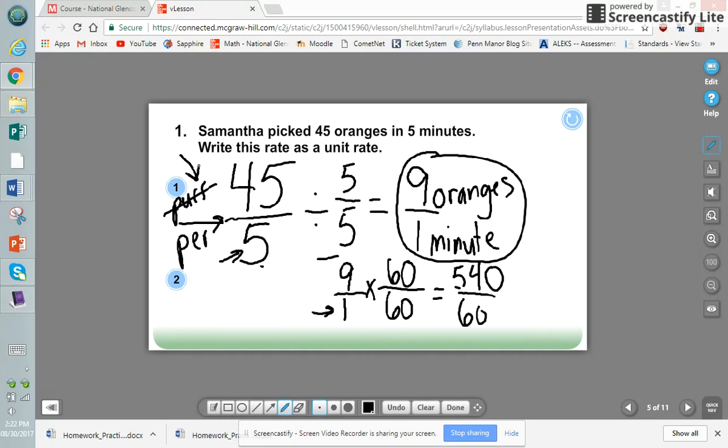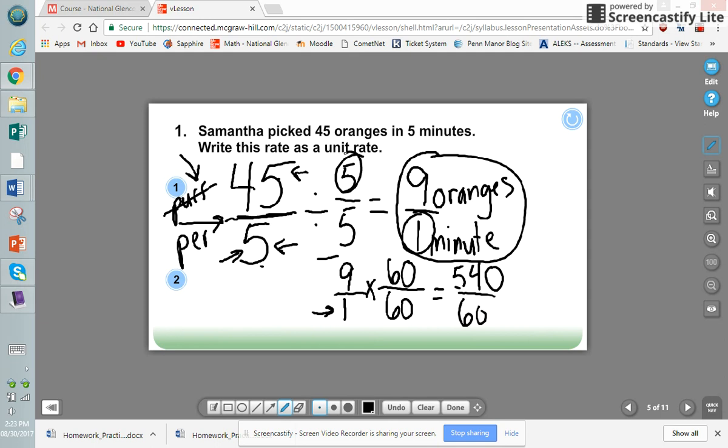Well, the beginning of our problem here, it says 45 oranges in 5 minutes, right? Got that? So I wrote that as a fraction, 45, and this line here represents the word per, and then 5 minutes. We divide both by 5. Why? Because I'm trying to get a unit rate. I'm going to try to get my denominator to be 1 of whatever it is. In this case, it's a measurement of time, 1 minute. And when I divide both the numerator and the denominator by 5, I get 9 over 1. In other words, Samantha can pick 9 oranges in 1 minute.